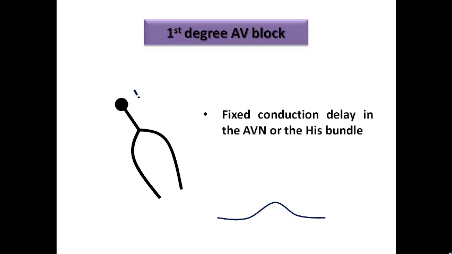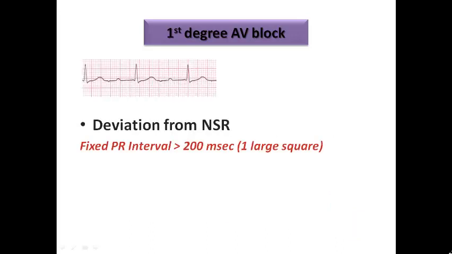In the first degree AV block, there is fixed conduction delay in the AV node or the His bundle. So we can see that the PR interval is longer than normal because of this fixed delay, and it is static, so it is not progressively longer. So in first degree AV block, I find fixed conduction delay in the AV node, and it is reflected on the ECG as prolonged PR interval.